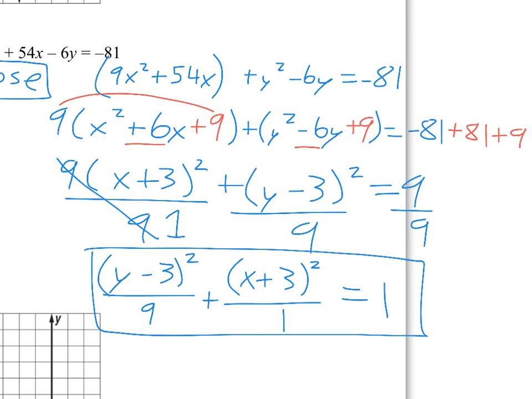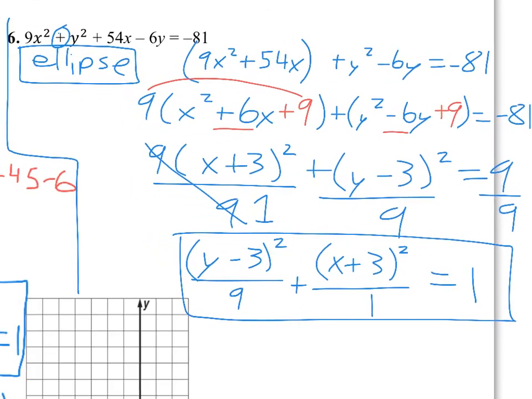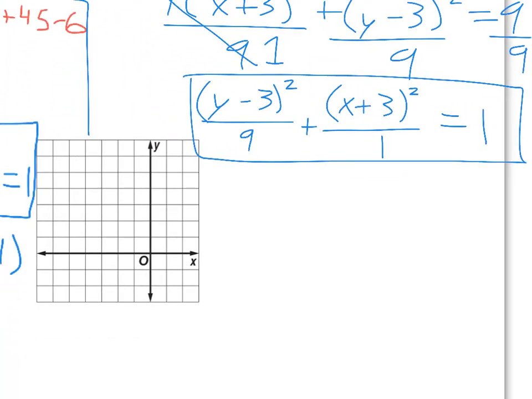Alright, so we identified it as an ellipse. We have the equation in standard form. So the last thing we're going to do is graph it. This ellipse is centered at negative 3, positive 3. Remember, you have to do the opposite of what's with the x first. And we see a 9 underneath the y. We take the square root of 9, that's 3. So we go up and down 3. And underneath x we see a 1. The square root of 1 is 1, so we go left and right 1. Finally, we draw an ellipse with those 4 outside points. Okay, that's all for the first half of 9.6.